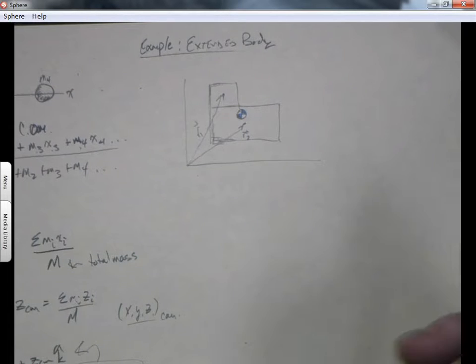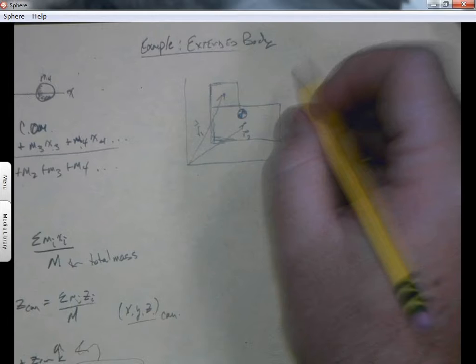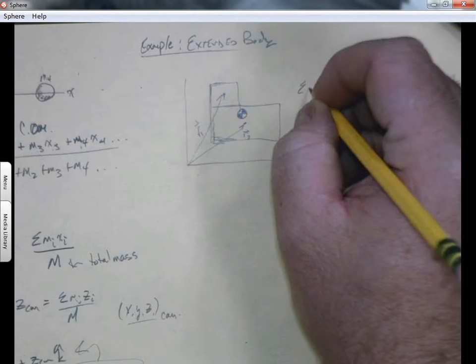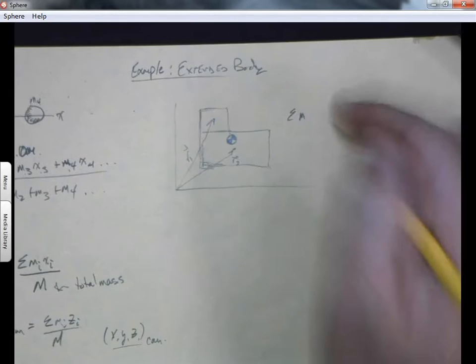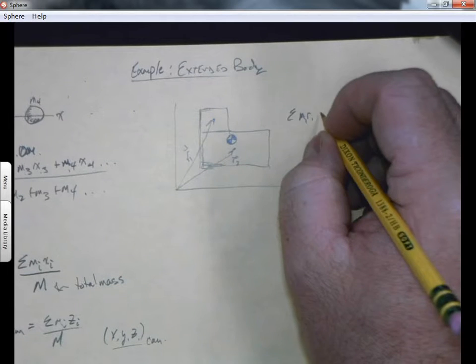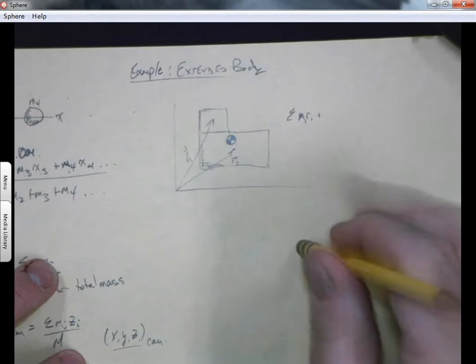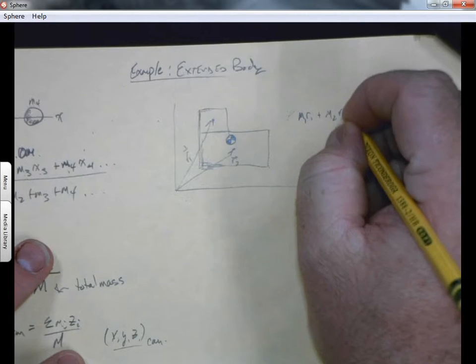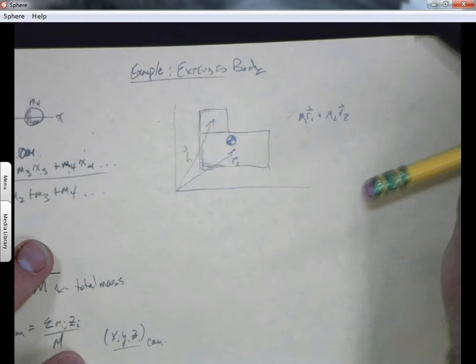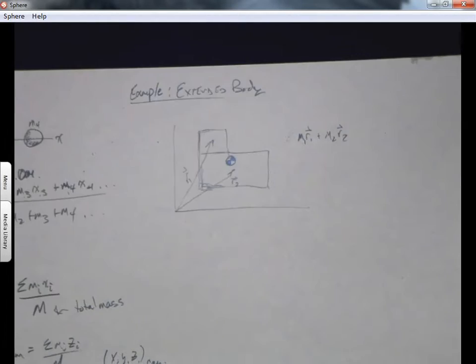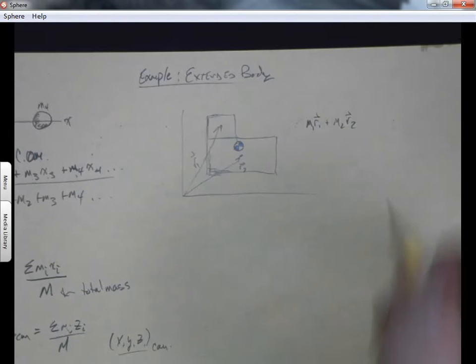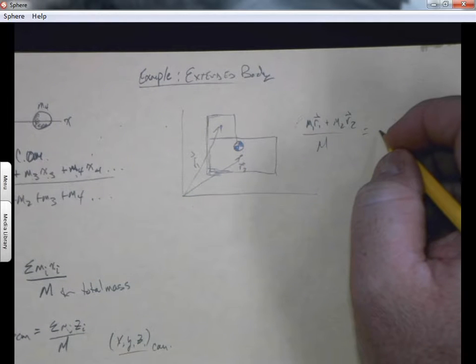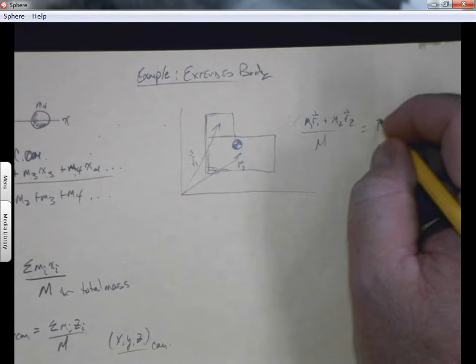All right, now this is just going to be the sum of mass 1 times R1, plus mass 2 times R2. Okay, and then divided by the total mass, and that's going to give you the R of your center of mass.